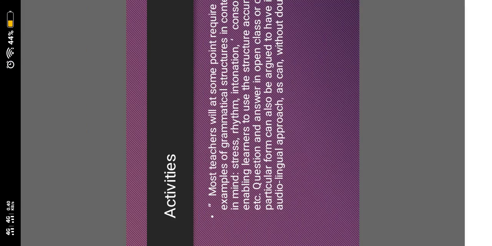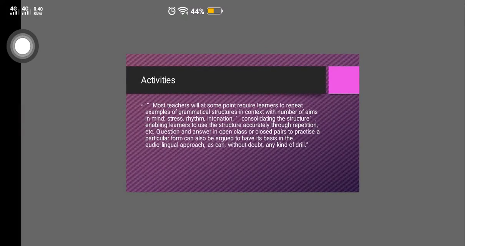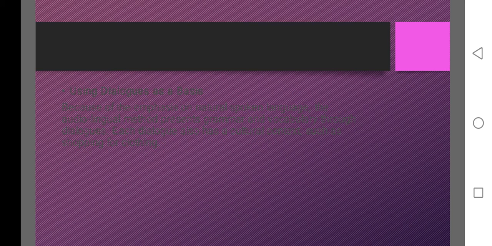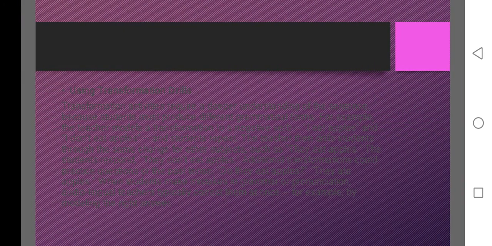So next one is using dialogue as a basis. Two, teaching substitution drills. Three, using transformation drills.